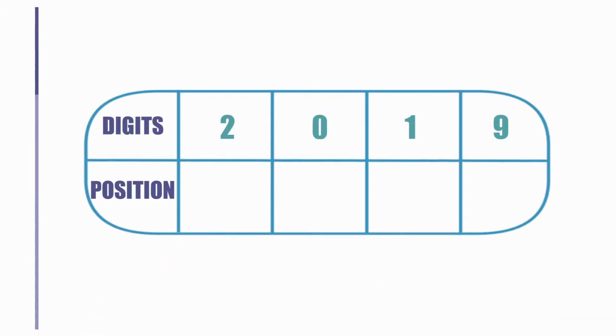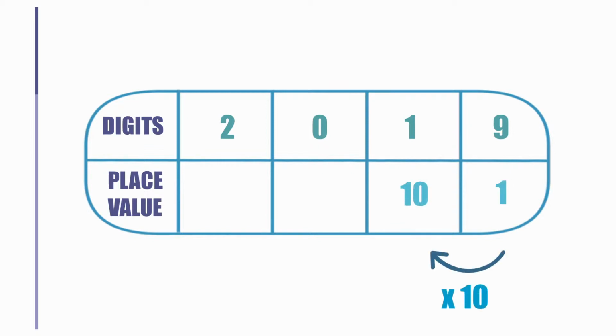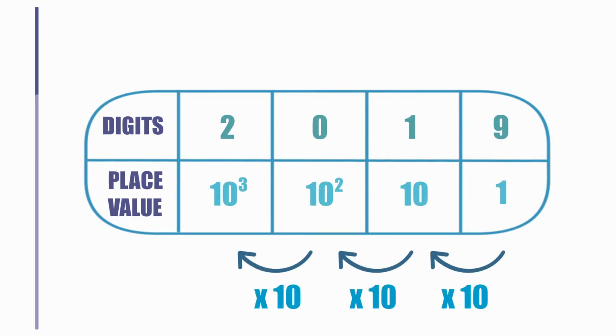In a denary number, the value of each digit depends on its position. It's called the place value. The place value of each digit is 10 times that of the next digit to its right.